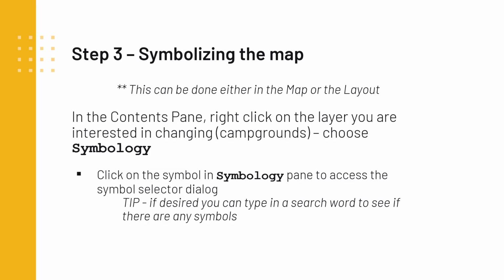Next, we're ready to symbolize the various layers that make up the map. This can be done in either the map or the layout view. In the contents pane or panel on the left side, right-click the layer you're interested in changing. In this case, I'm going to change campgrounds. In the pop-up, choose Symbology. The Symbology panel will open on the right side of the page. Click on the symbol in the Symbology pane to access the symbol selector dialog so you can adjust the various things you'd like. Or, if you'd like, you can type in a search word and see if there's any symbols that are already predefined for that particular item.